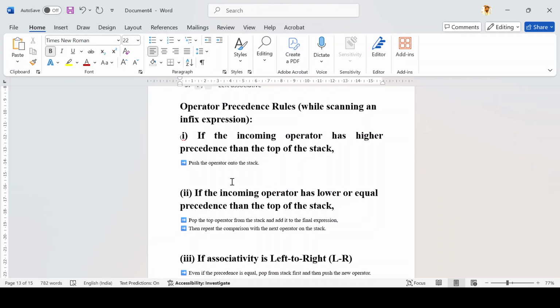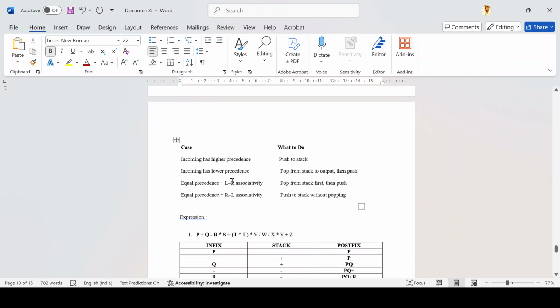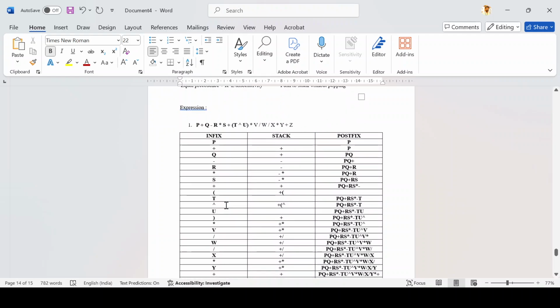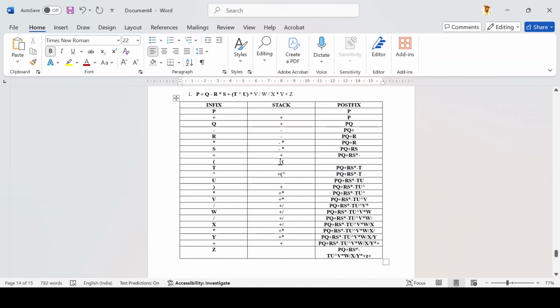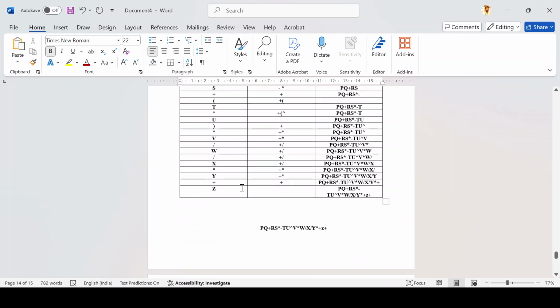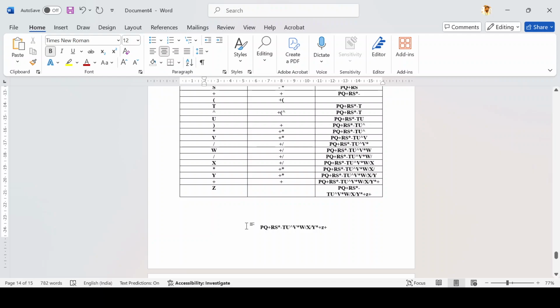If a bracket is there, push the open bracket into the stack and perform the same operations. Once the close bracket arrives, whatever operators are in the stack until the open bracket, pop everything. So this is the final postfix expression for the given equation.